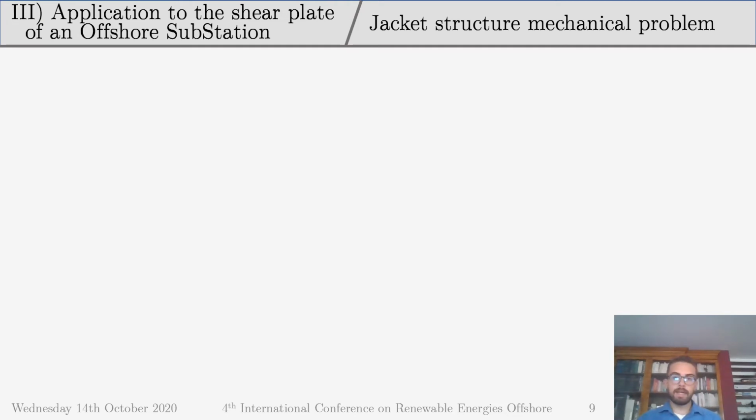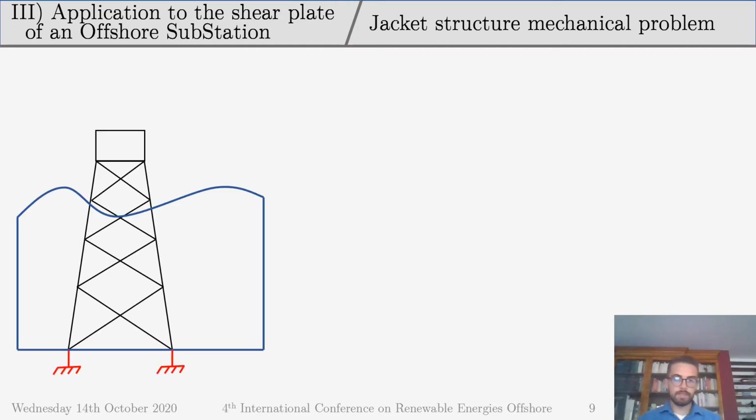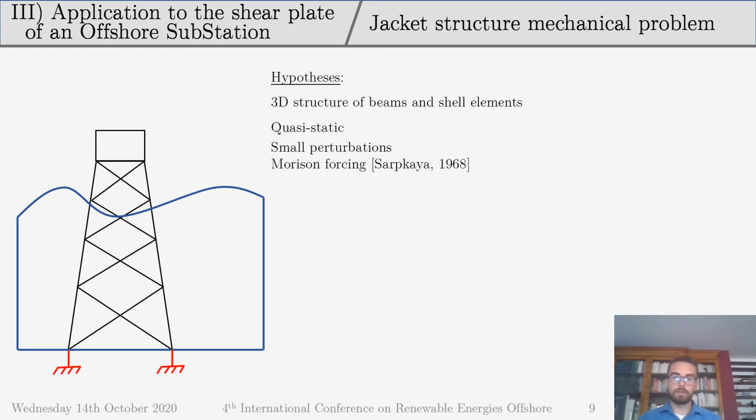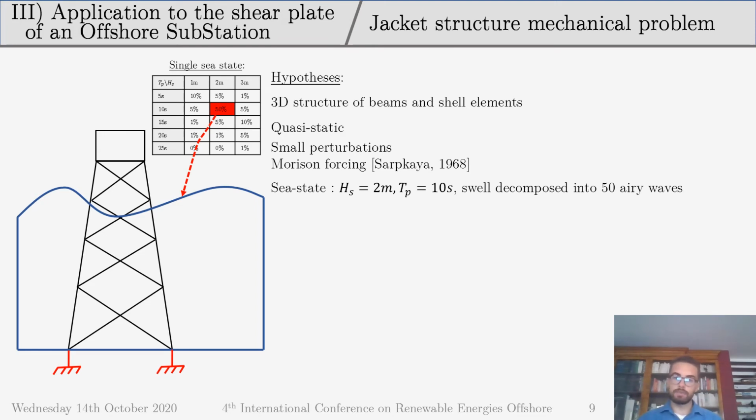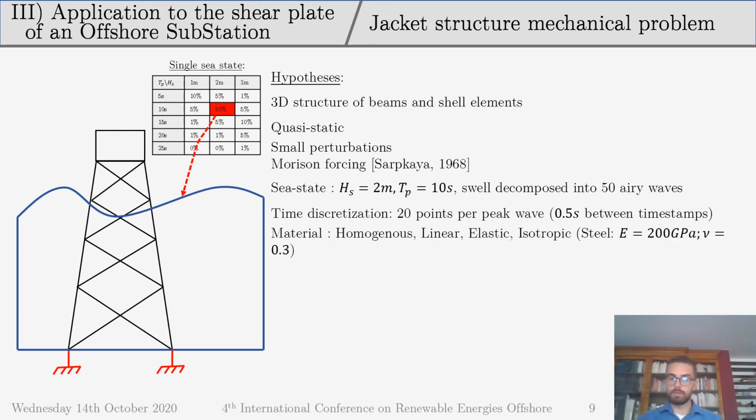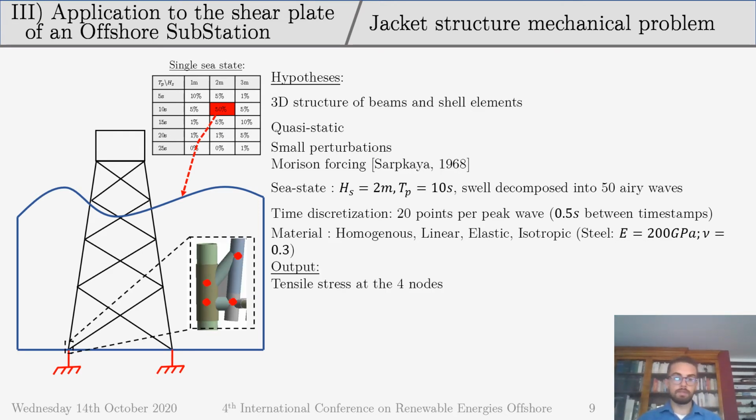About the jacket structure mechanical problem. The structure was fixed to the ground at its pile sleeves, and the hypothesis was a 3D structure made of beams and shell elements. We used a quasi-static approach, small perturbation, and moisture forcing. The sea state that was chosen was Hs equal 2 meters, T equal 10 seconds, and the swell decomposed into 50 Airy waves. About the time discretization, we chose 20 points per peak waves, and the material was chosen as homogeneous, linear, elastic, and isotropic. The output was the tensile stress in the 4 nodes of the 4 tubulars.